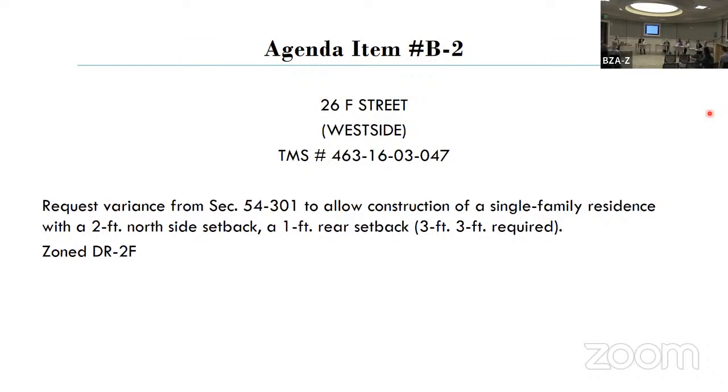All right. Next application on the agenda is B2, 26 F Street on the west side. TMS number 463-16-03-047. Application number 2205-03-B2. Request variance from section 54-301 to allow construction of a single-family residence with a 2-foot north side setback, a 1-foot rear setback, 3-foot and 3-foot required. DR2F.